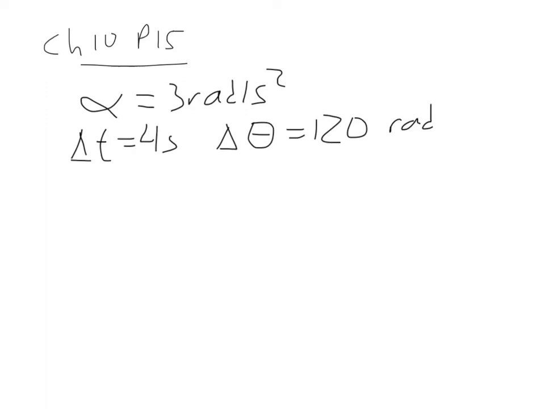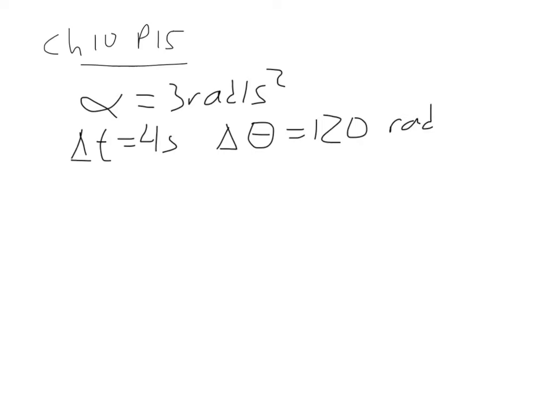This is Chapter 10, Problem 15. In this problem, we have a wheel that is allowed to have an angular acceleration of 3 radians per second squared. At some time interval of 4 seconds, we know that the wheel is going to turn through 120 radians. So the trick here is we don't know the initial angular velocity of the wheel, and we don't know the final angular velocity of the wheel.